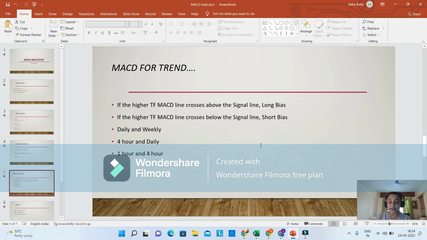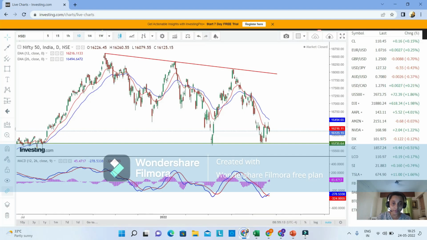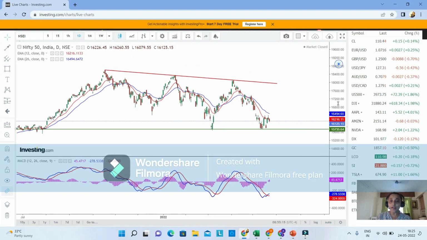So, how do you look at the trend? Suppose you are taking a trade based on daily. What you need to do is go into the weekly time frame and understand the trend based on MACD, and you take a trade in the same direction. Okay, so let me come back to this chart. Right now, suppose I'm looking at a chart on a daily time frame.